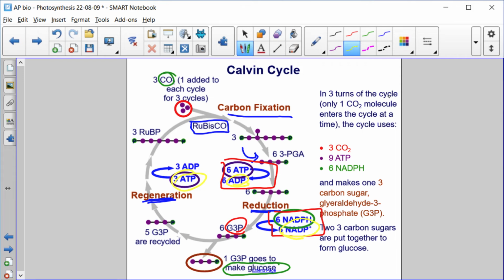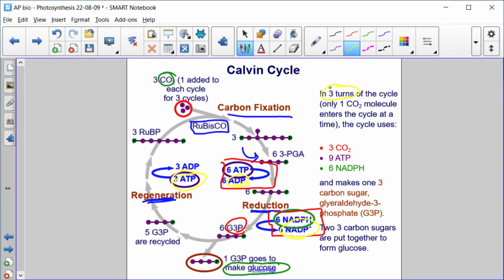So I've summarized on the right here. In 3 turns of the cycle, only 1 carbon dioxide molecule enters the cycle at a time. The cycle uses 3 carbon dioxide, 9 ATP, and 6 NADPH, and makes 1 3-carbon sugar, G3P. We need 2 of those to be put together to form glucose. Okay, so that means in total, the cycle has to turn 6 times in order to get 2 of those 3-carbon sugars to form glucose.